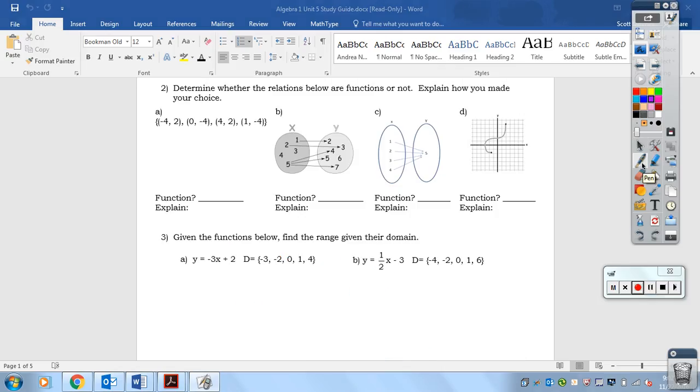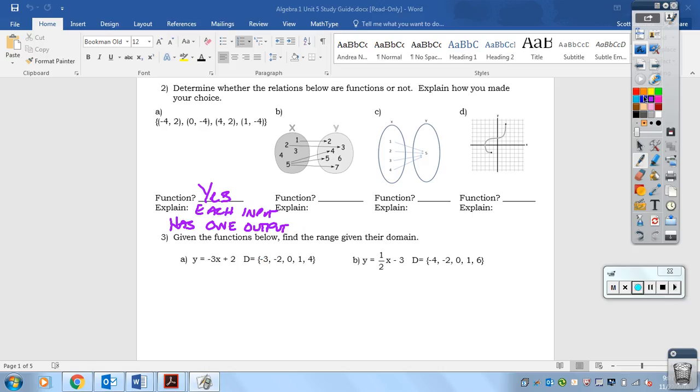Question number 2 says to determine whether the relations below are functions or not. So function, yes or no, and then decide on how you make your choice. So this one, -4, 0, 4, and 1. So I would say yes, it is a function. Why? I would say each input has one output.